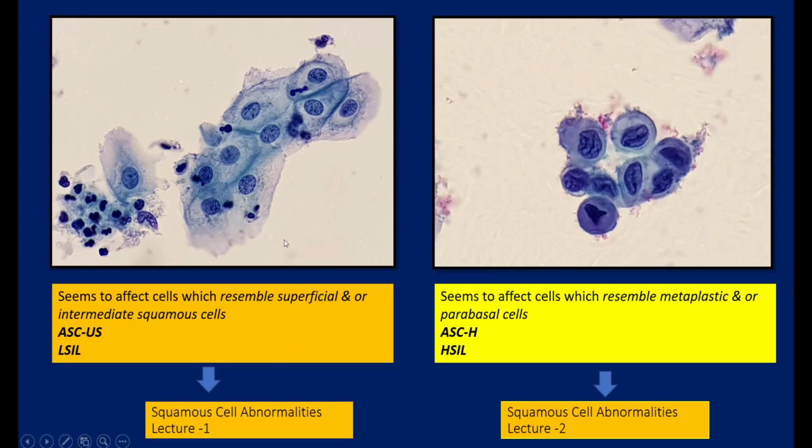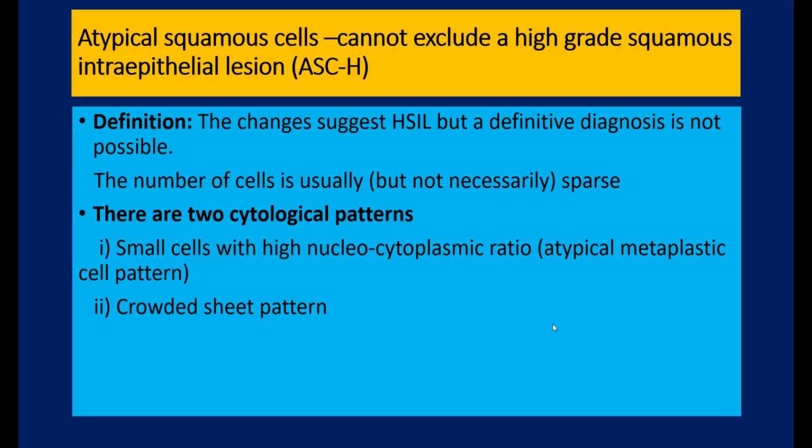We've already dealt with this half in lecture 1, and today we are going to deal with the other half. But along with it, I shall also be speaking about squamous cell carcinomas just to complete this particular segment. So, to begin with, let's look at atypical squamous cells where a high-grade lesion cannot be excluded. Short form is ASC-H. ASC-H by definition describes changes which suggest high-grade SIL, but a definitive diagnosis is not possible.